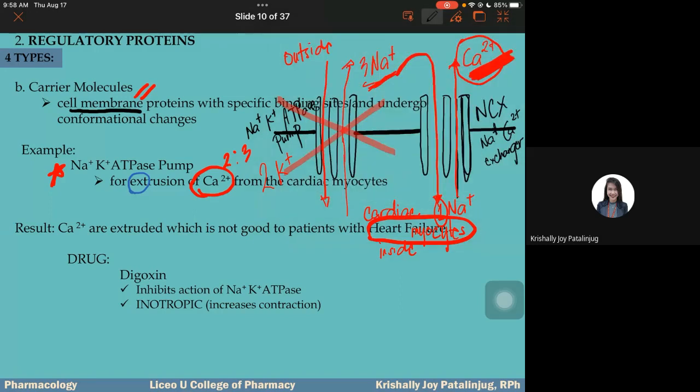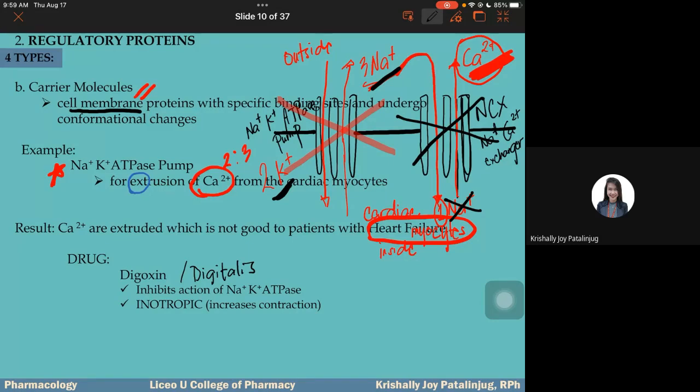I know you're familiar with cardiac glycosides. You have that in your pharmacognosy, the digitalis. These are cardiac glycosides and their action is inhibiting the sodium potassium ATPase pump. Now, if we inhibit the pump, there is no exchange of potassium and sodium ion, therefore no sodium ion comes in and no calcium ion goes out.